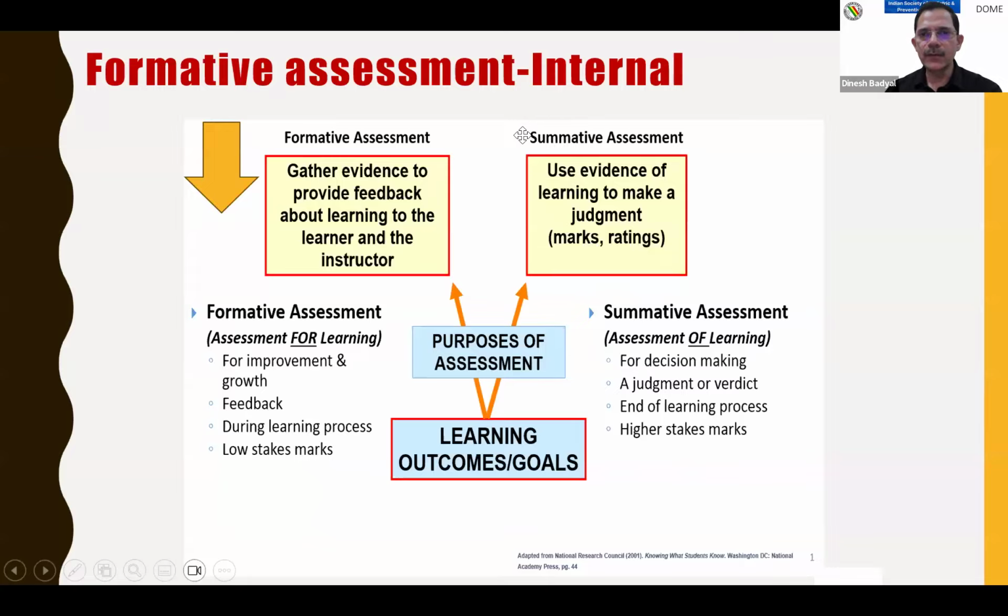Summative is at the end of the course, like one year. Formative is throughout the year, and the part of the formative which we use to calculate the marks for internal becomes the internal assessment.